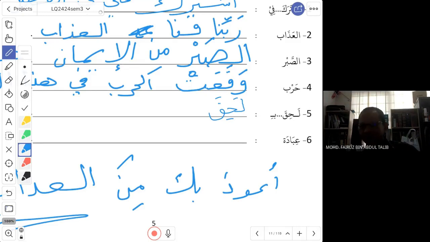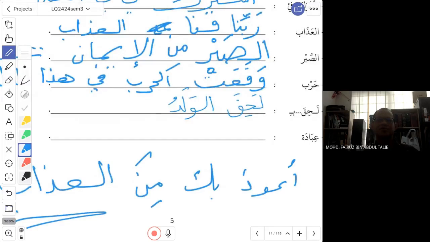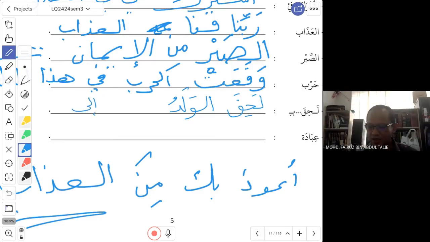Lahiqa, for example, the son. The son followed his mother to the market. Lahiqa, the son, or the boy. So how do you say he followed his mother? Lahiqal waladu, his mother. Ila as-suq, in the end. Now we want to use this, his mother. Lahiqal waladu, so the boy followed his mother.